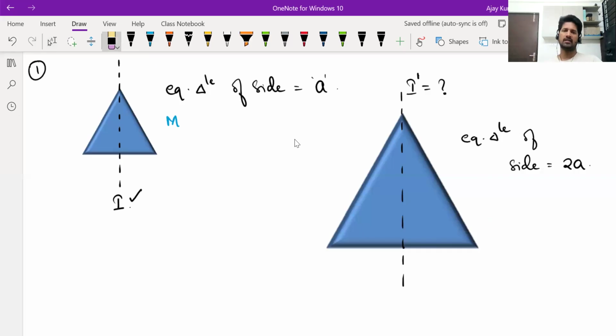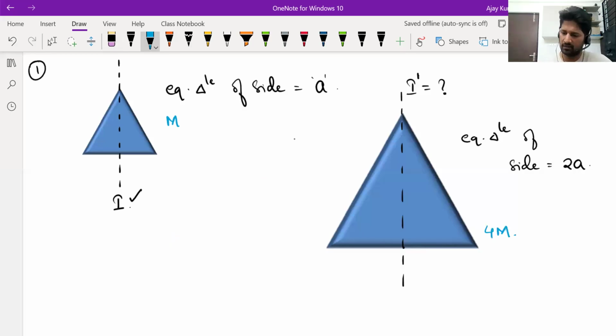What is the ratio of areas of the triangles? If side is doubled, what happens to area? Area of an equilateral triangle, how much is it? Root 3 by 4 a square. Is that correct? Half base into height, half into base is a, height is a root 3 by 2. Okay, root 3 by 4 a square is the area of an equilateral triangle. Now, if side is doubled, it becomes 2a whole square, which is 4 times. So their areas are in the ratio 1:4. Masses also will be in the ratio 1:4. The mass is 4m.